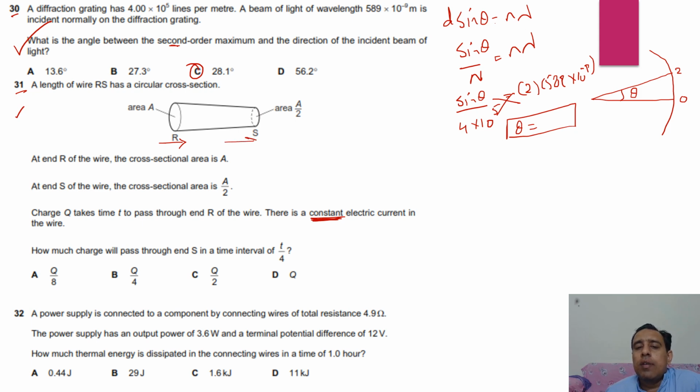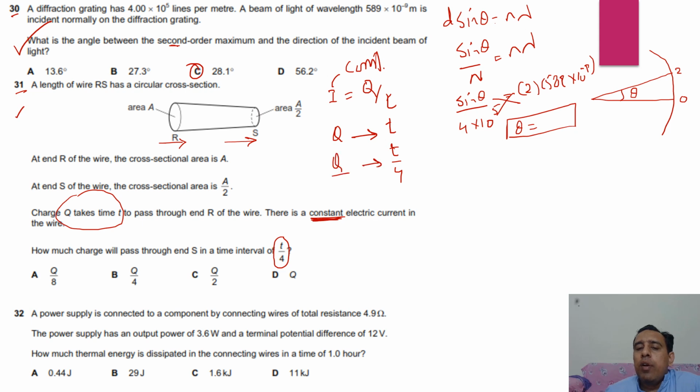The current is constant. You know that the formula is I equals Q by T. If this I is constant, Q is directly proportional to T. So charge Q flows when the time is T. When the time becomes T by 4, then definitely the charge should be Q by 4. Straight away, option B is correct.